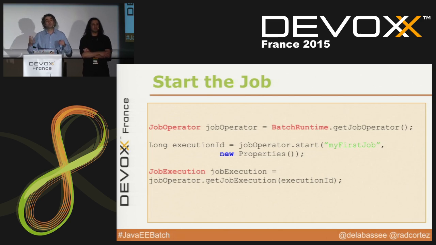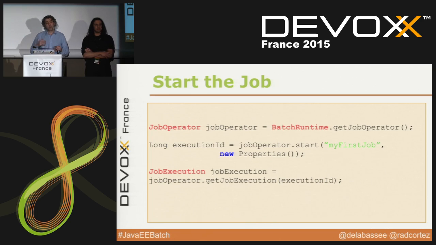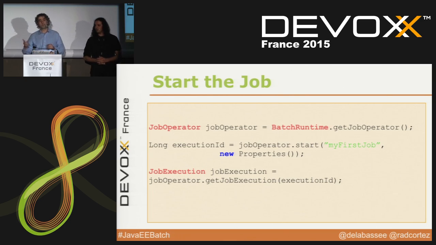Then I specify that I want to start my job. So I'm using that instance, the start method. I specify which JSL needs to be used. So my first job is basically the XML file that is defining my job. And then I also have the ability to pass it some parameters. And what I get in return is an execution ID. So my job is already started. Once I have the execution ID, I will be able to use it through the life cycle of the application to see, for example, if the job is still running, if it's stopped, and so on.